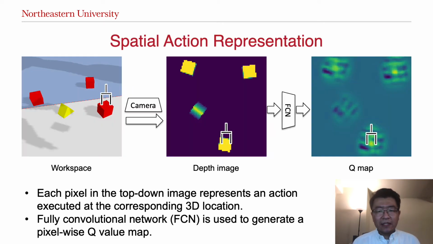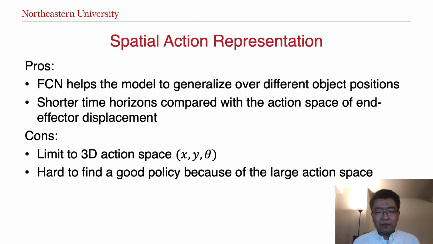In the spatial action representation, some work uses a top-down image of the scene as the observation. Each pixel in the top-down image could represent an action targeted at the corresponding 3D location. A fully convolutional neural network is often used to generate a pixel-wise Q-value map. This is a nice approach because the fully convolutional neural network can generalize over different object positions. It also requires fewer action steps compared to the action space of the n-vector displacement.